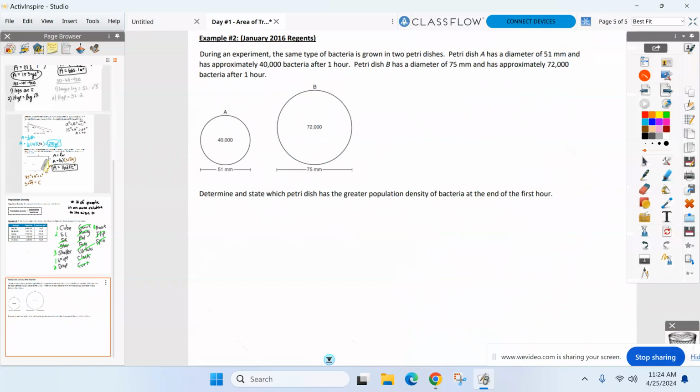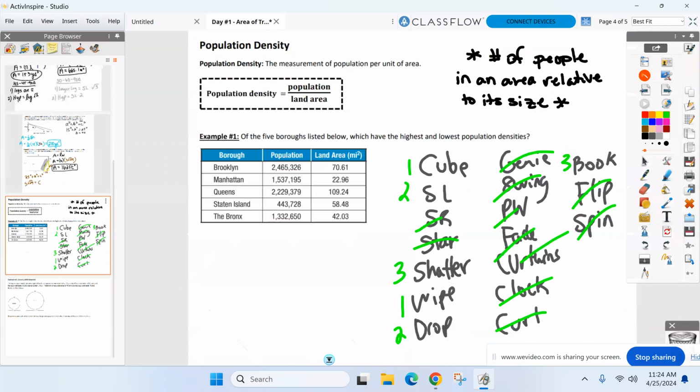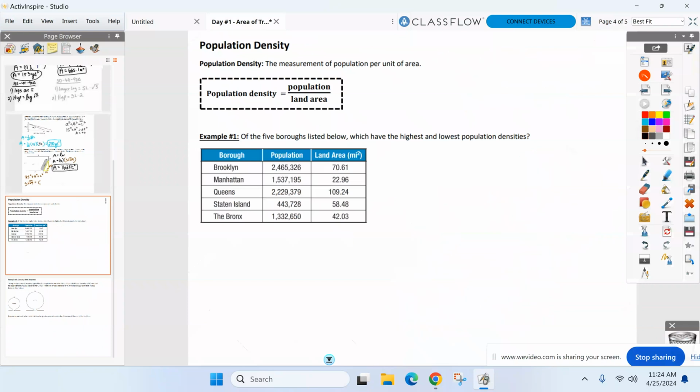Ooh, pinwheels. Nobody with the pinwheels there. Sorry, kids. That's not shatter, by the way. You know that. I know some of you are going to argue with me.